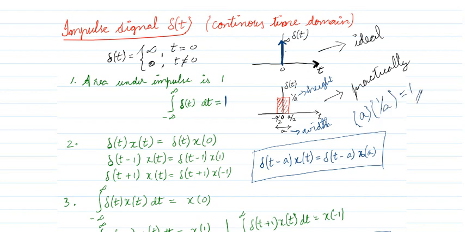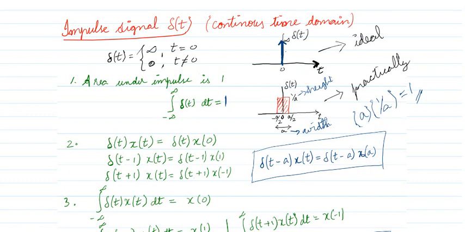Okay. Now, can you relate the practical case and the ideal case? In the ideal case, what happens to the width? The width has become 0. This has been shrunk. Okay, a is becoming 0. So what happens to the amplitude or the height? 1 by 0 is infinite. That is why it is going to infinity. Okay, right? So the important property is the area under the impulse is 1. This is how we will represent the impulse signal practically.